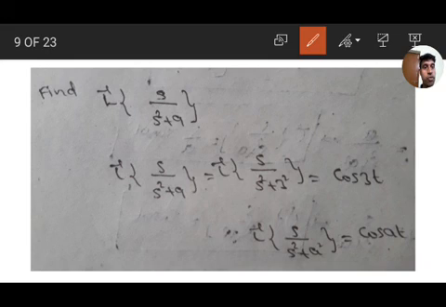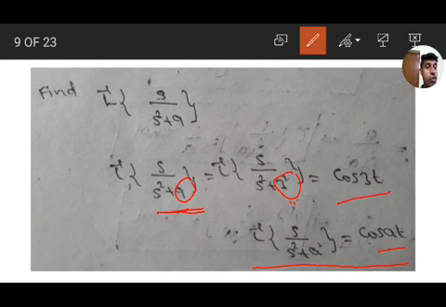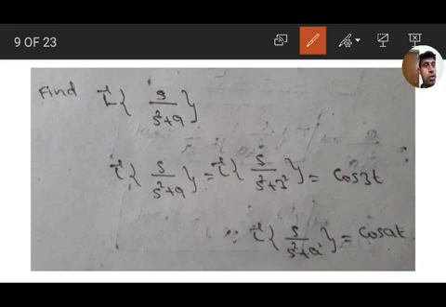First, L inverse of s by s square plus 9. This 9 can be written as 3 square. So s by s square plus 3 square. So we have the formula L inverse of s by s square plus a square equals cos at. a means here 3. Therefore it is cos 3t. So write down the problem.